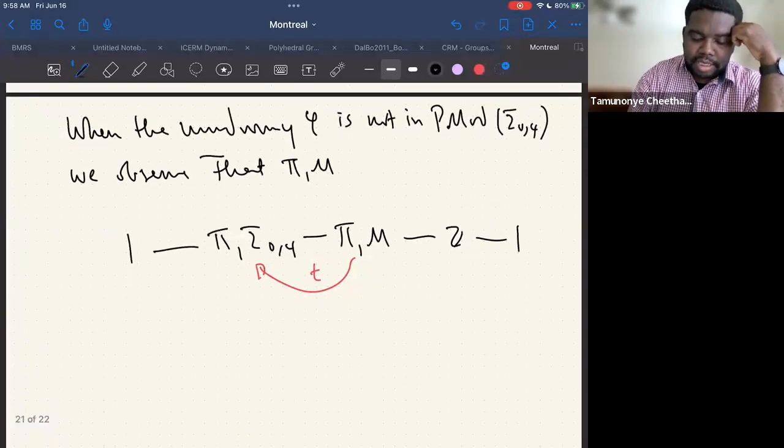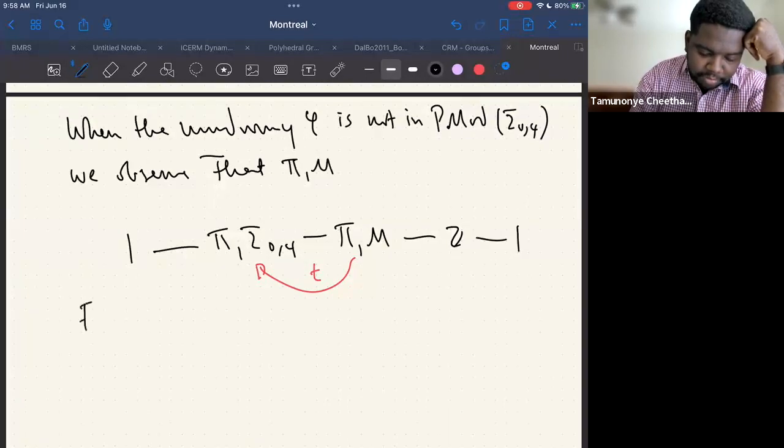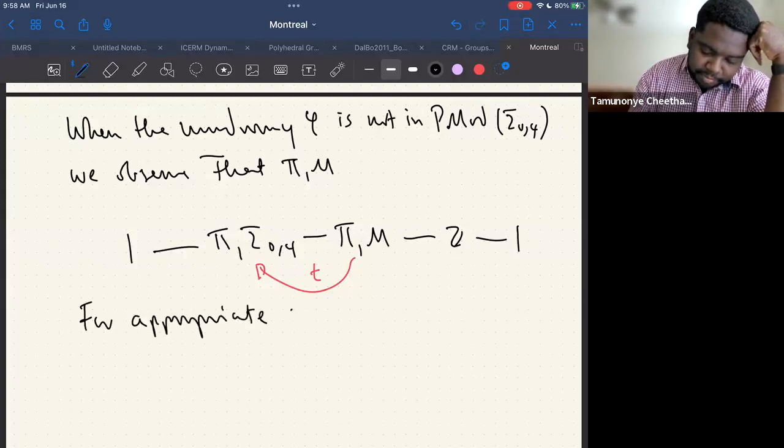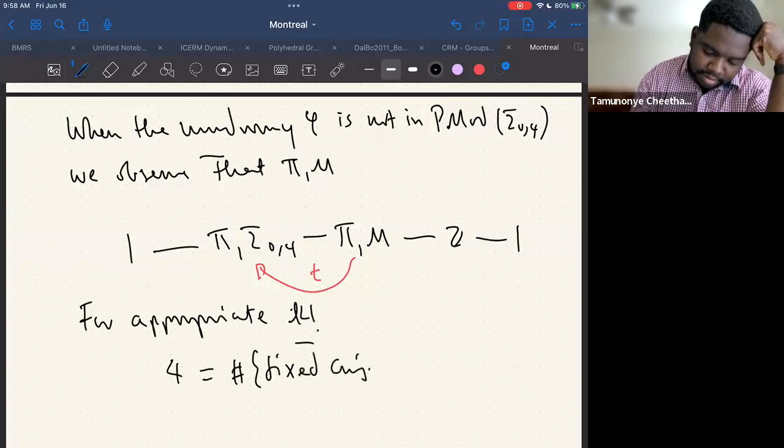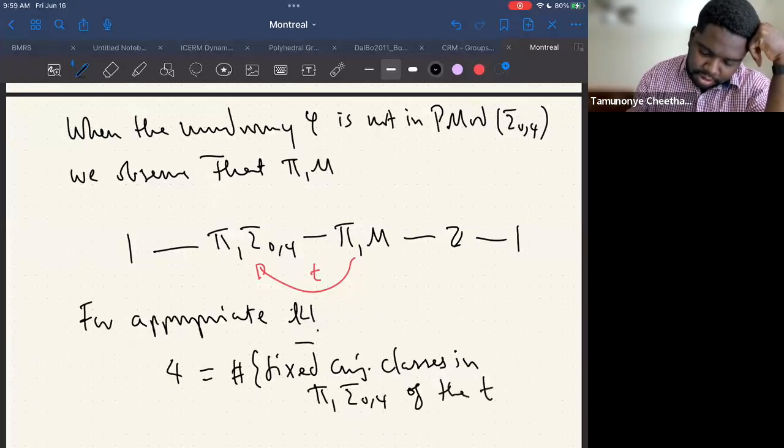And so we can observe then that for appropriate power, say k factorial, the number of cusps, in particular 4, is going to be the number of fixed conjugacy classes in pi1 sigma 0,4 of the t to the k factorial action.